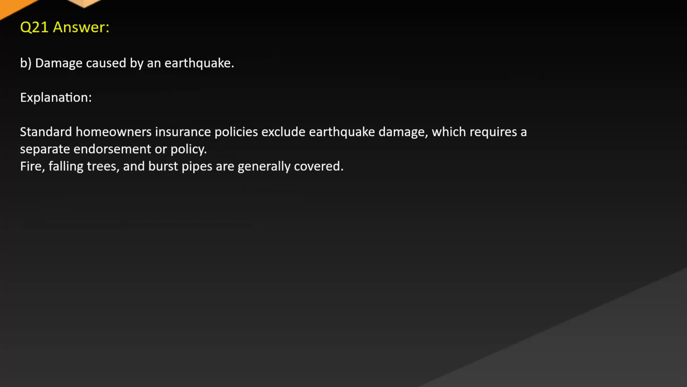Answer: B. Damage caused by an earthquake. Explanation: standard homeowners insurance policies exclude earthquake damage, which requires a separate endorsement or policy. Fire, falling trees, and burst pipes are generally covered.